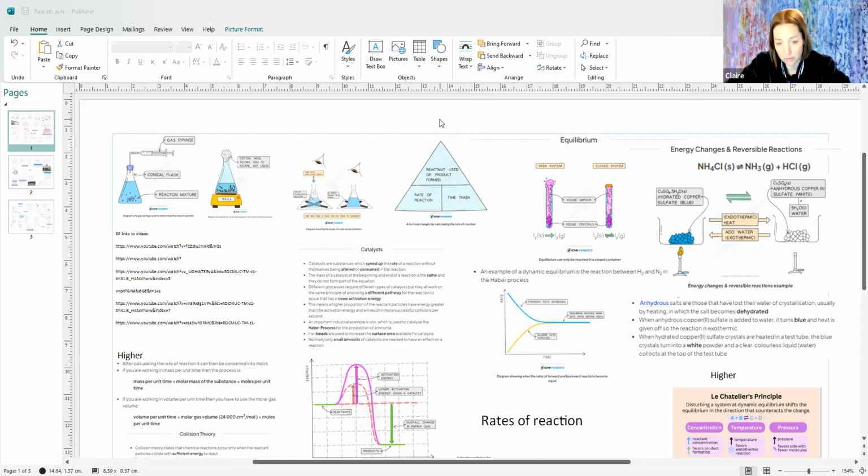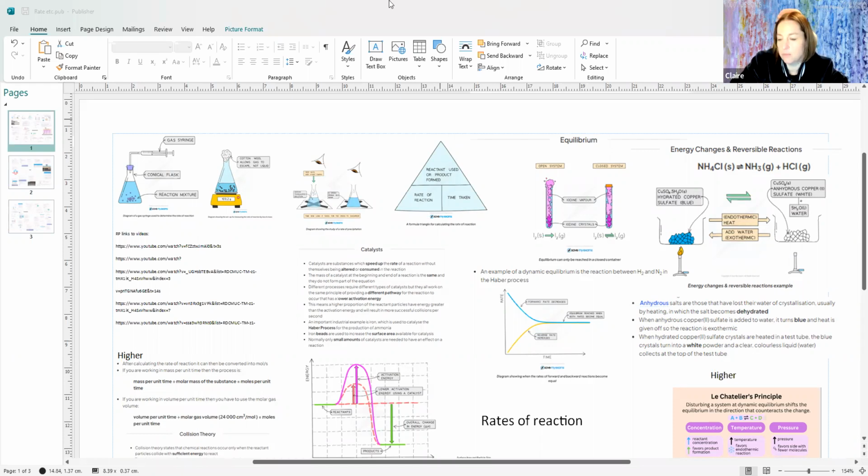Okay, so it is summarizing your information, highlighting the bits you have to remember, and then you use it to apply it to questions. So this isn't the only thing you need for revision. You need to do those exam questions as well. Okay, so we're doing rates of reaction, equilibria, and organic. So we will start with rates of reaction.